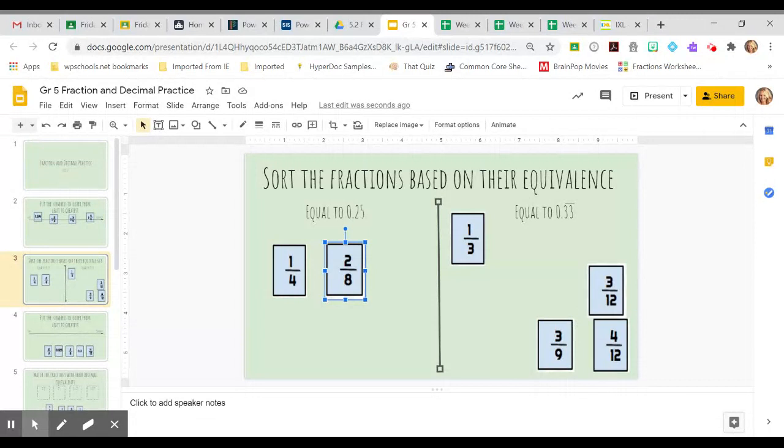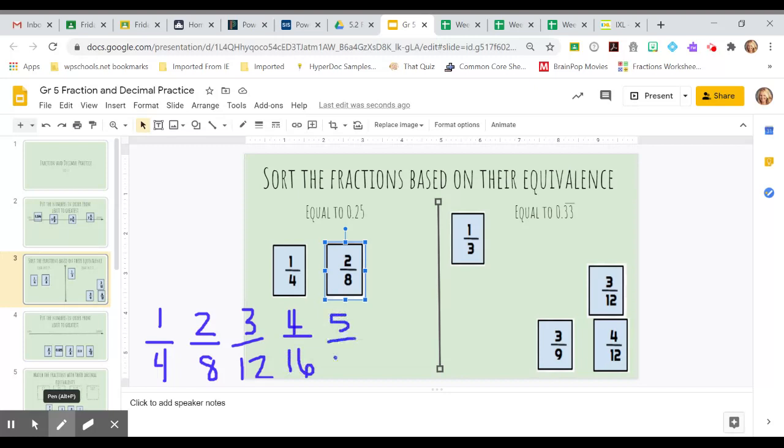Let's think about, let me get my pen back out here. Let's think about if I started with 1/4 and I multiplied 1/4 by 2/2, that's going to give me 2/8. If I multiplied 1/4 by 3/3, that's going to give me 3/12. If I keep going, I'm going to end up with 4/16. I can keep going and say 5/20. Do you see the pattern that is happening here? What's the pattern at the top of my numerators? Counting by ones. And how about on the bottom? 4, 8, 12, 16, 20. All of these fractions are equivalent.